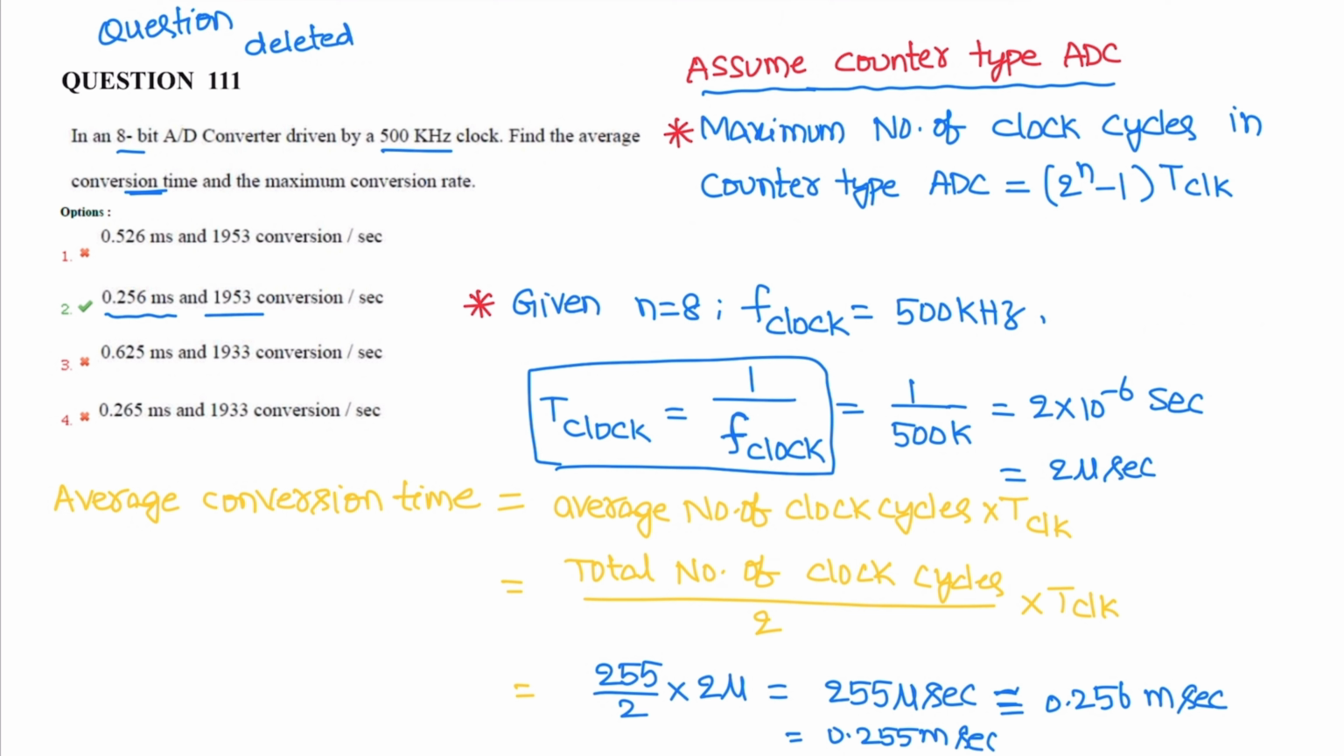So in the question, they did not mention which type of converter it is. For each converter, conversion rates are different. Hence, this question is deleted from the question paper. Option 2 is the answer if we assume this given A to D converter is counter type A to D converter.